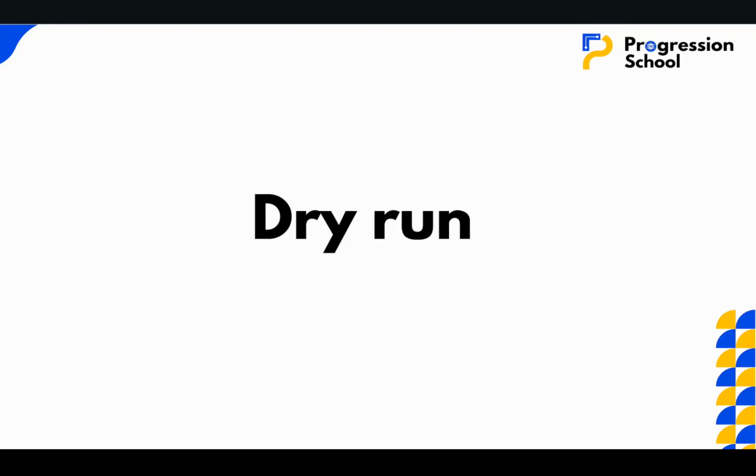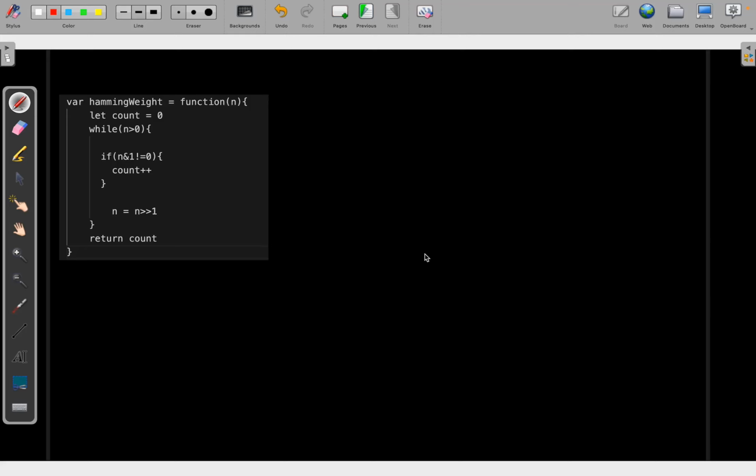In this video, we will see the dry run of the code. Now let's quickly do the dry run of our approach. So let me take n equals 5. What will be the binary representation of 5? That will be 0, 0, 1, 0, 1 with base 2.